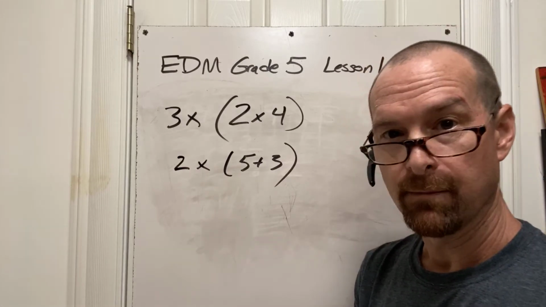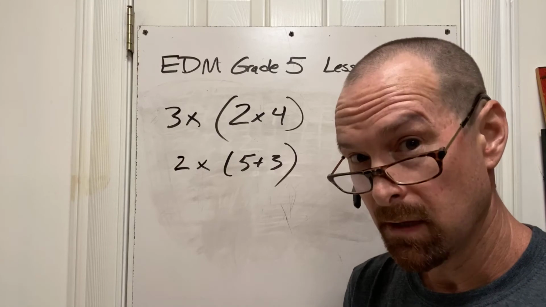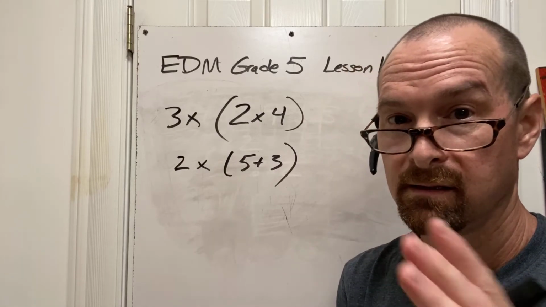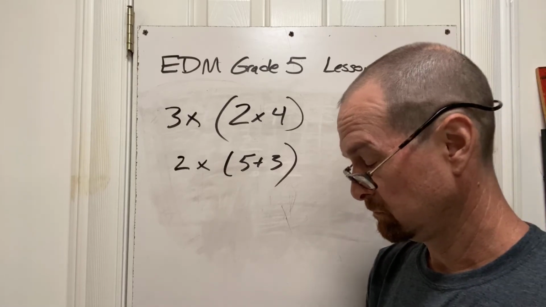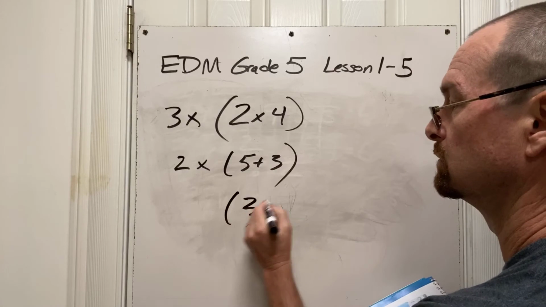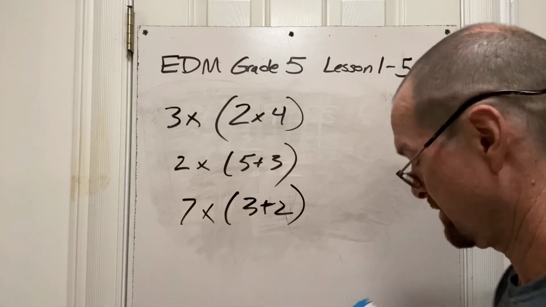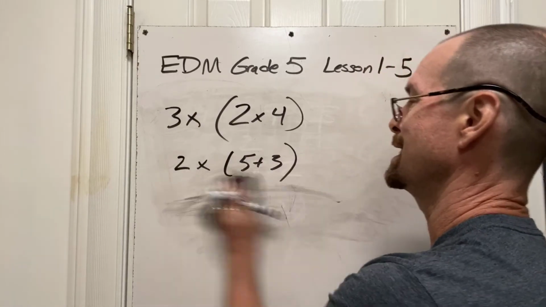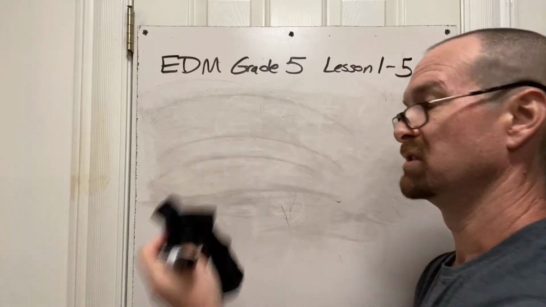Next one. Here we go. 7 times the sum of 3 and 2. So you got to get your 3 and your 2. That didn't look very good. And do 7 times that. All right, now you're rocking, huh? Now you're cooking with gas. Oh dear, this is not a very good wiper either.